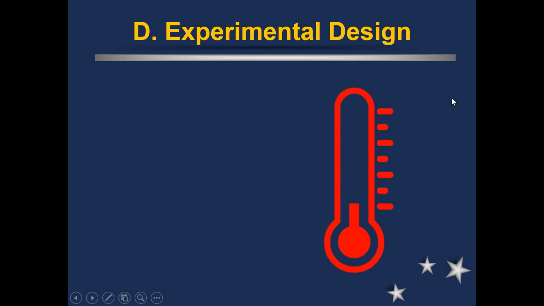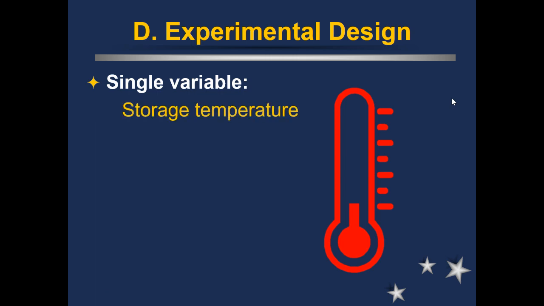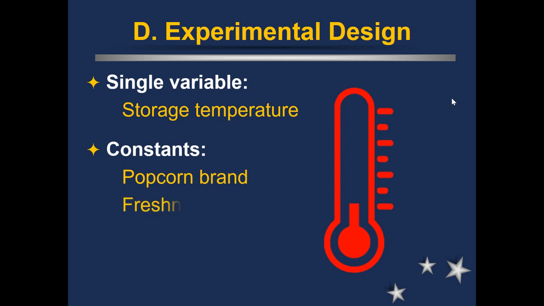If temperature is the thing we're testing, then there can only be one single variable, right? Storage temperature. We can't test storage temperature and adding butter or storage temperature and using a kettle versus using a microwave. All of these things that have to stay the same, we call constants. The popcorn brand is an example of a constant. You're not going to test Jiffy Pop versus Orville Redenbacher. You're going to keep everything the same.